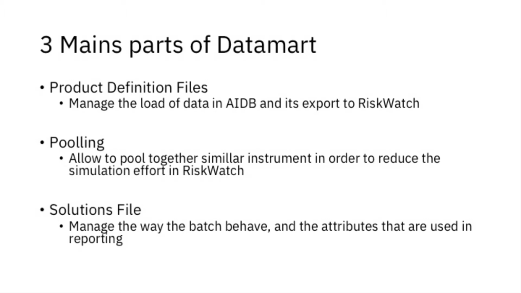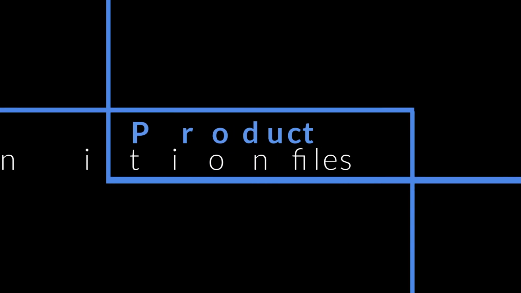Pooling allows the grouping of instruments of similar characteristics in order to reduce the number of instruments that are sent to RiskWatch. The solution file manages the way the batch behaves, which steps should be performed, and what are the attributes that will be used as a measure or a dimension in the reporting. Now let's have a look at the product definition files.